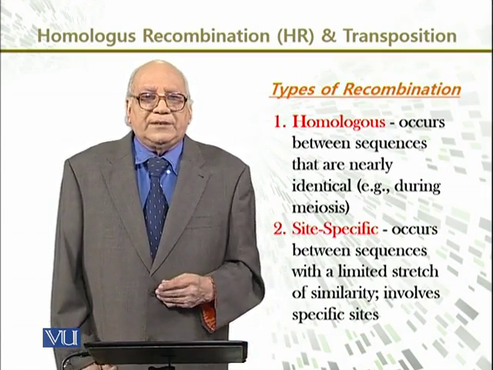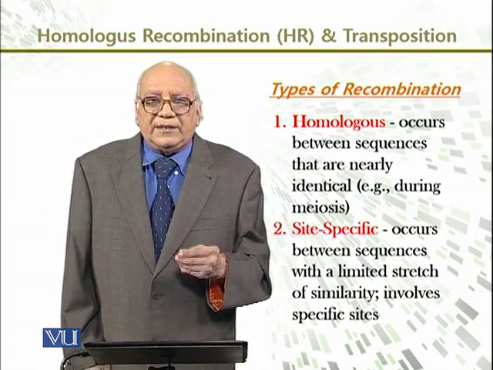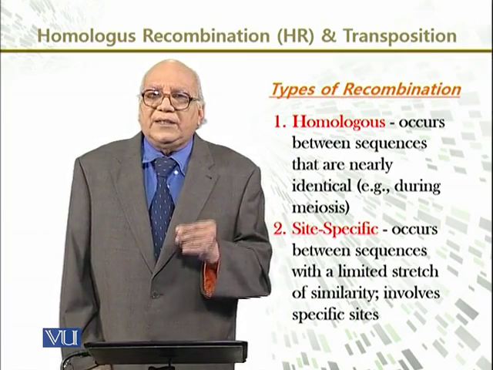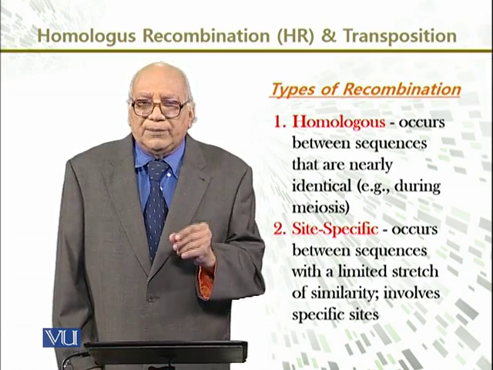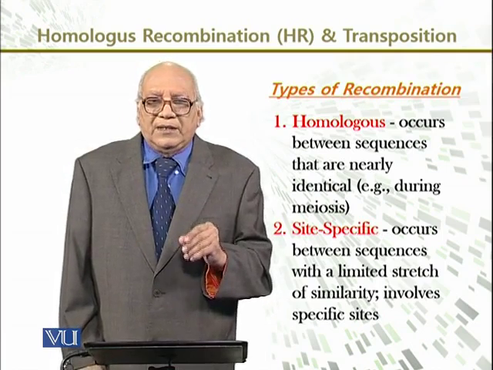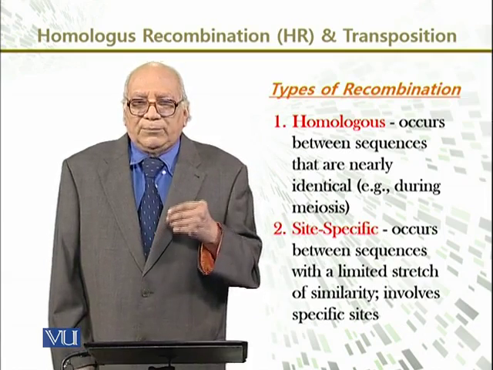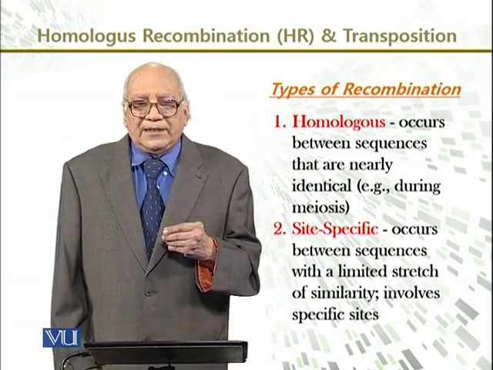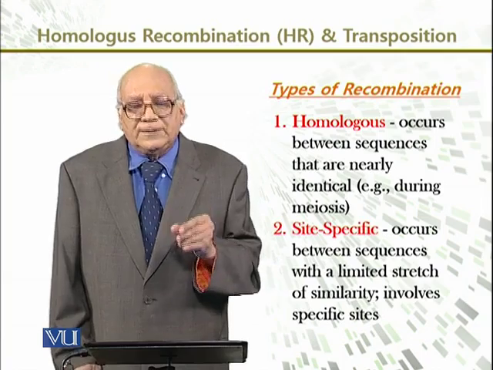Types of recombination are: one is homologous recombination, which occurs between sequences that are nearly identical. That is, on the DNA, the sequences which are just similar during meiosis, it occurs between those. Then there is site-specific recombination, which occurs between sequences with a limited stretch of similarity, and it involves specific sites for specific genes.